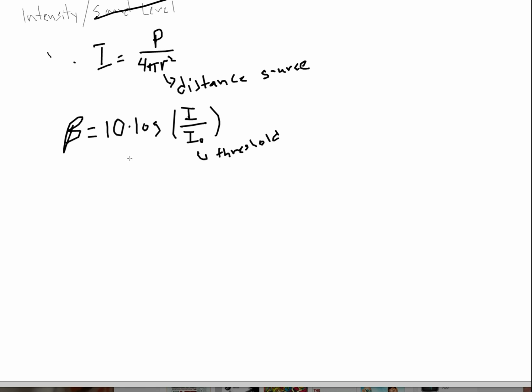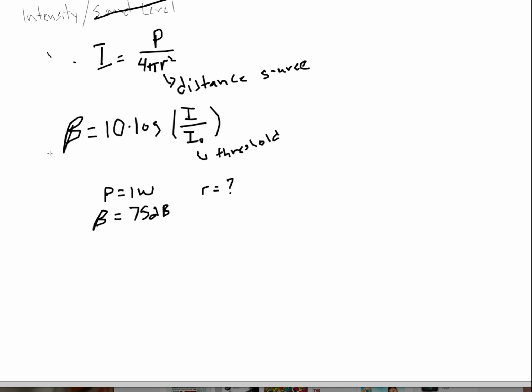Let's work a problem like this. Let's say a particular sound source has a power output of 1 watt. From where I'm standing, I perceive the sound level to be 75 decibels, and I want to know the distance from that sound source. In other words, I want to know r.